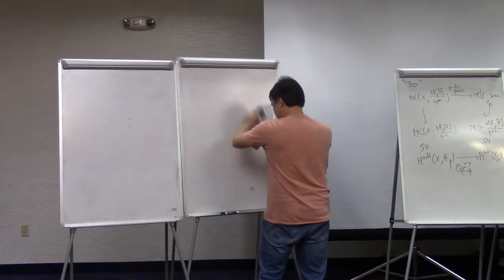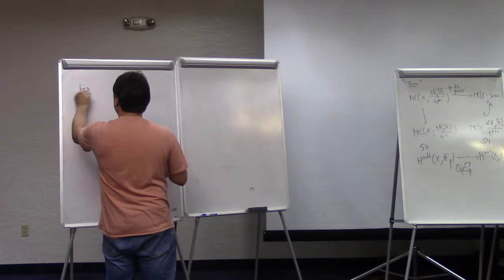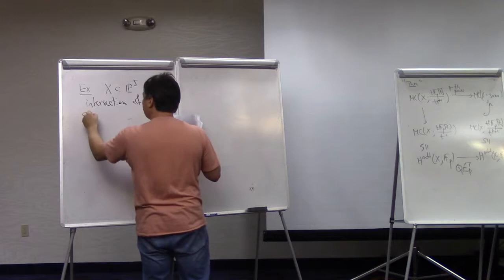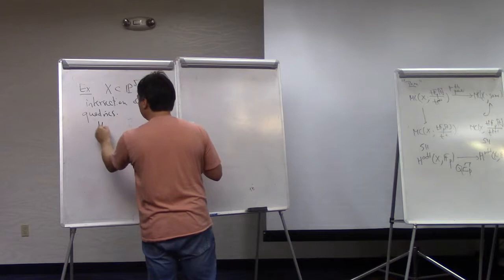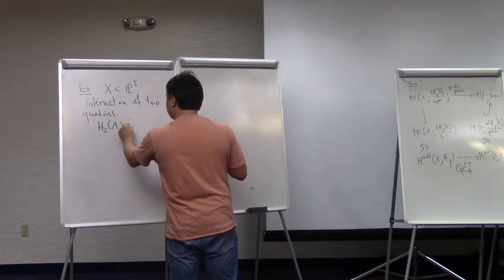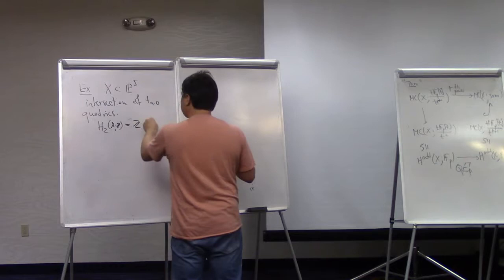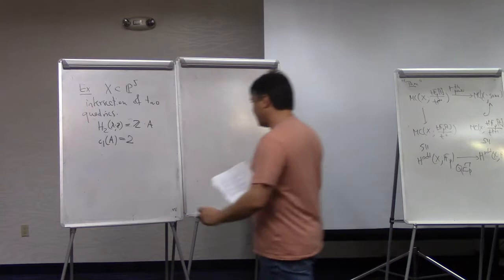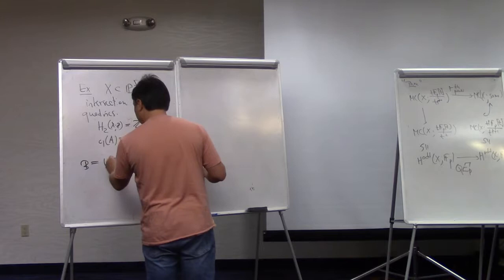Okay, so here's the example. X in P5 is the intersection of two quadrics. So if you look at H2 of X, it is Z, generated by some class A, and the Fano index is 2, which makes your life enormously easier. So to compute the operations that I want here, I am going to set B equals (p minus 1)/2 times A.